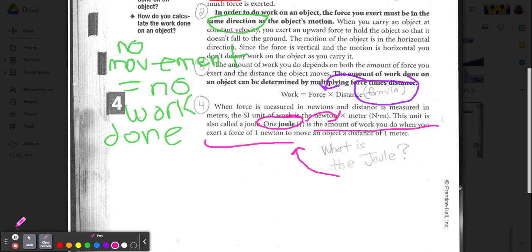So remember the most important part of this: when it comes to work, no movement equals no work. So if you're standing there really trying to push something that's too big for you to push, then you're not doing any work. So make sure if there is movement, then you're doing work. No movement equals no work being done.